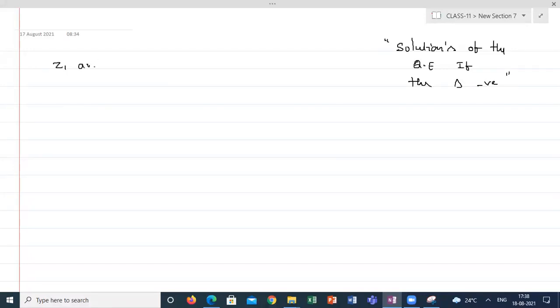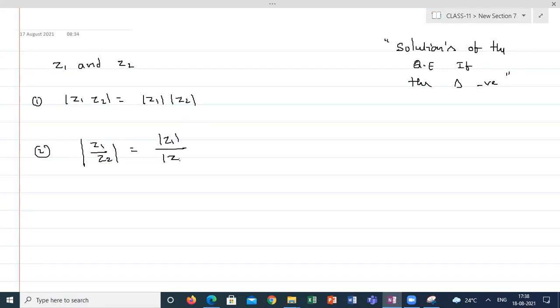Z1 and Z2 are two different complex numbers. The first one: modulus of Z1 into Z2 will be equal to modulus of Z1 into modulus of Z2. Second one, modulus of Z1 by Z2. Proofs aren't required, it will be helpful to solve MCQs. Modulus of Z1 by modulus of Z2, provided modulus of Z2 should not equal 0.